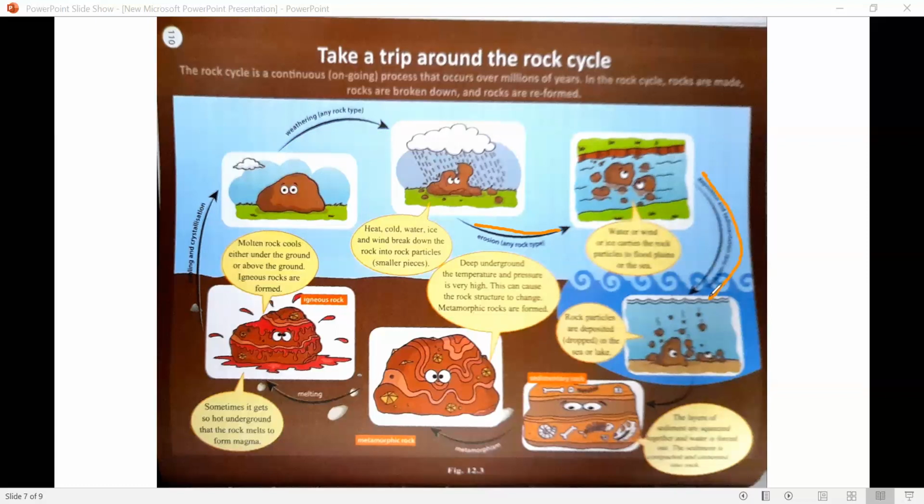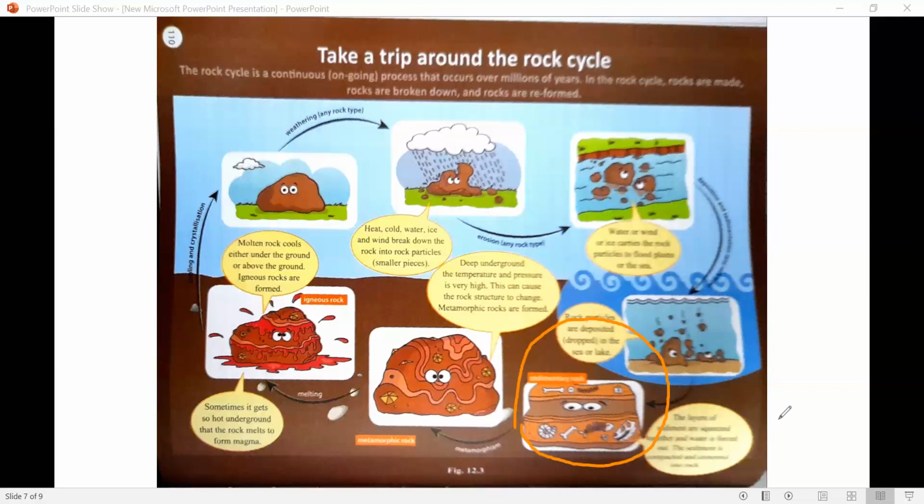Deposition and sedimentation of any rock happens next. Because we know that the rocks are very heavy, they have more density than water, so they settle down on the ground and form sediments by themselves. So rock particles are deposited or dropped into rivers or lakes to form sediments. Then we have this type of rock, the sedimentary rock. And how does it form?